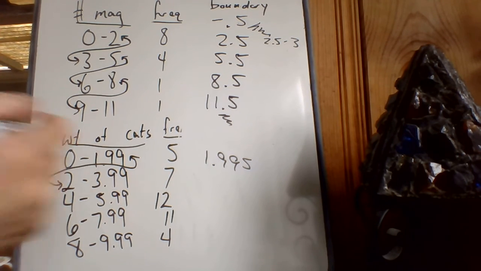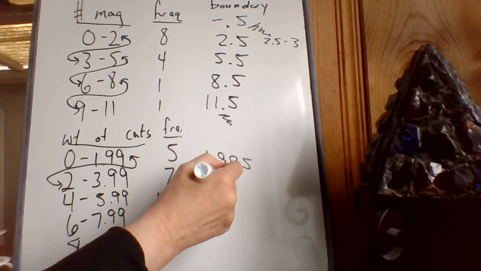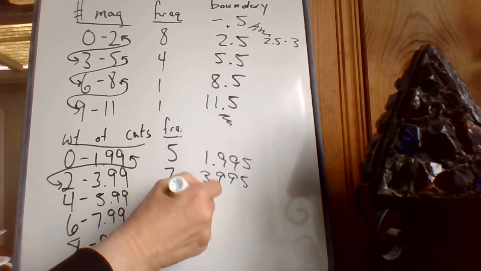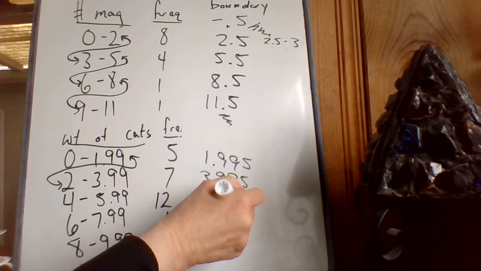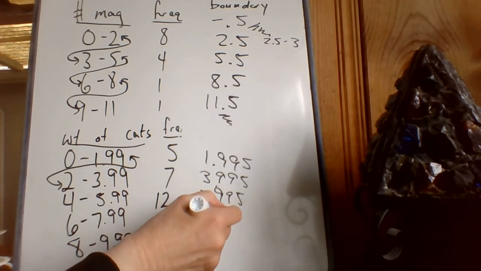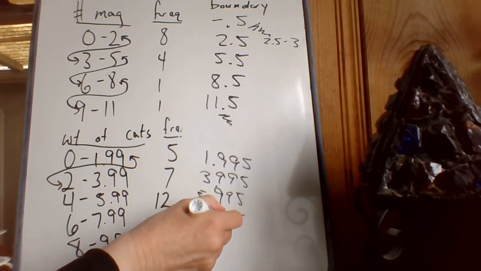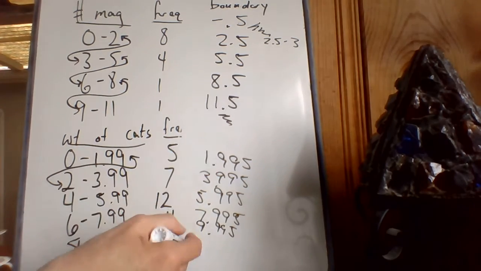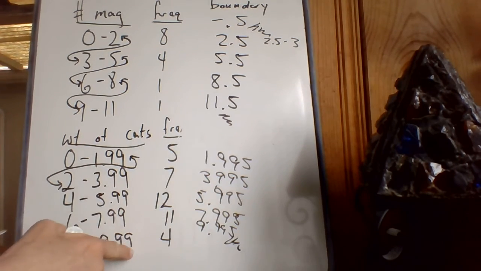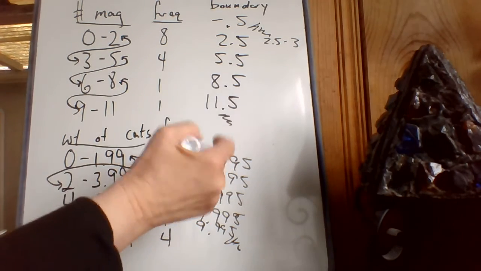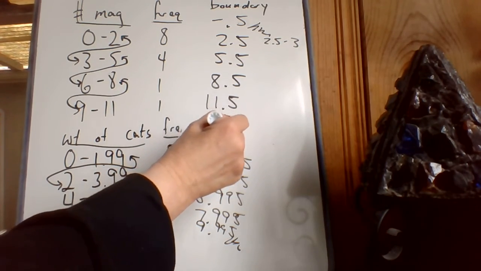So I want to keep going up by 2. So 3.995, 5.995, 7.995, 9.995. Oh, that's the end. That's the tack on that side because there isn't really one right there. And go backwards from here, it'll be negative 0.005.